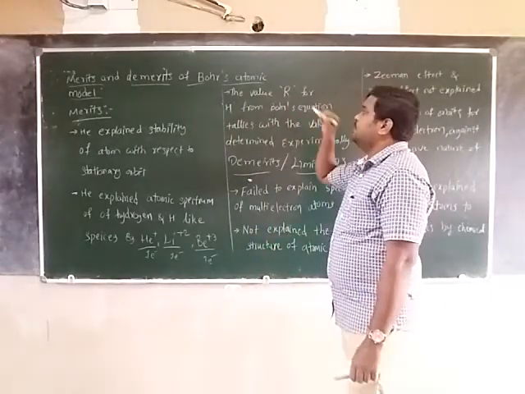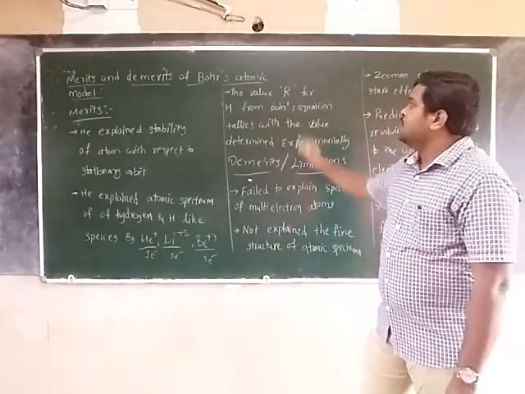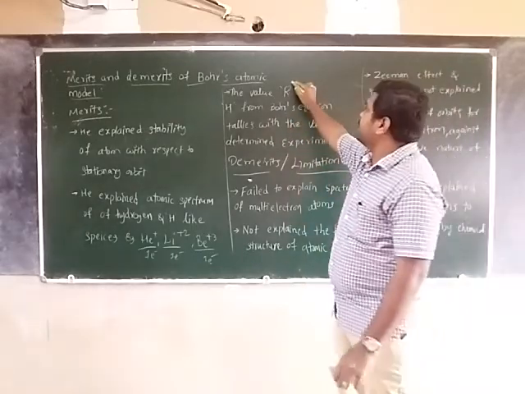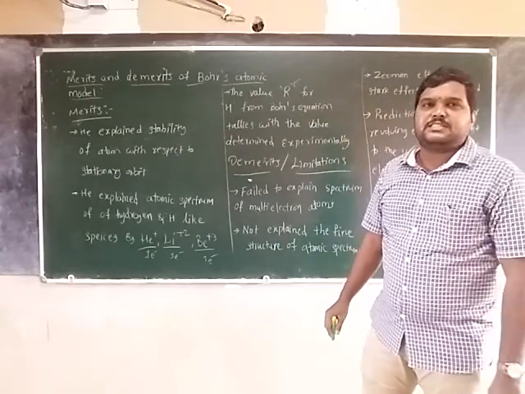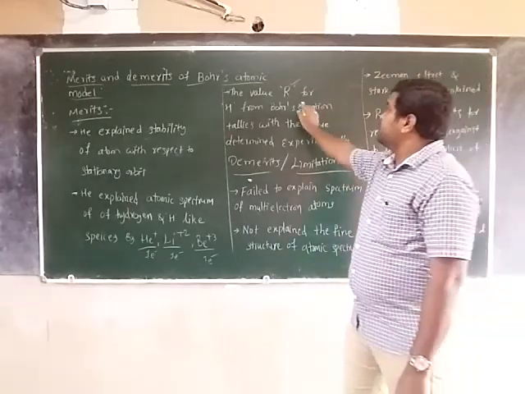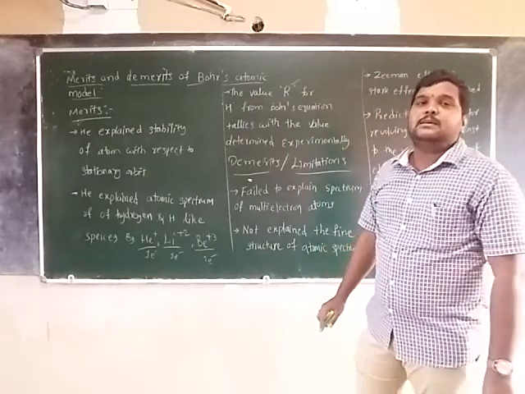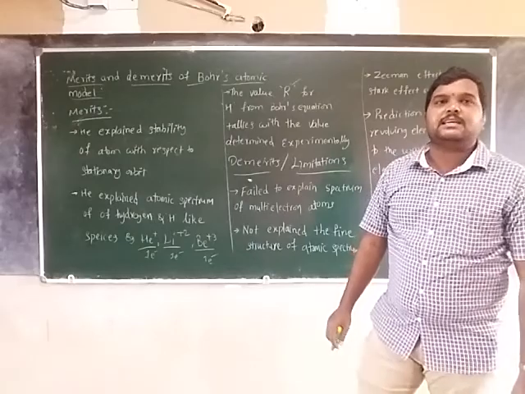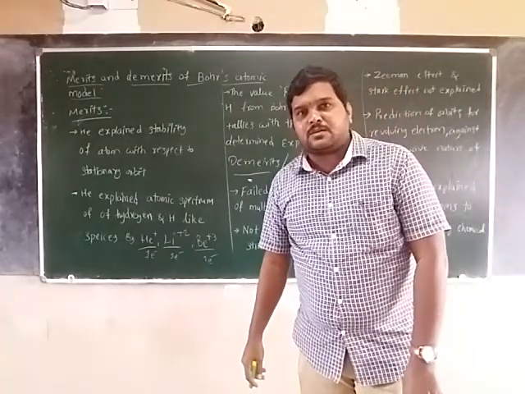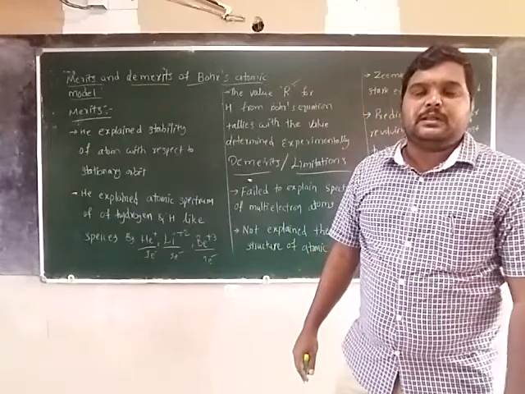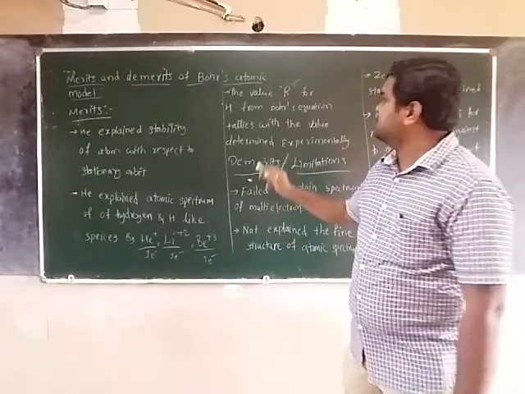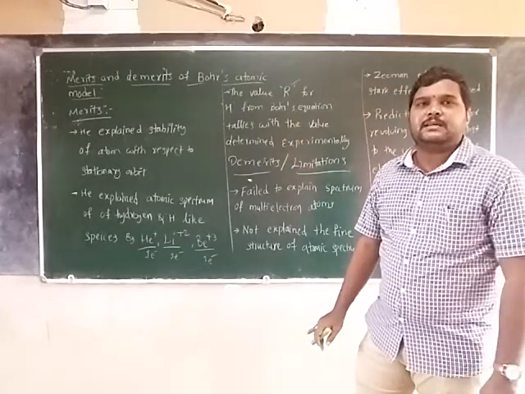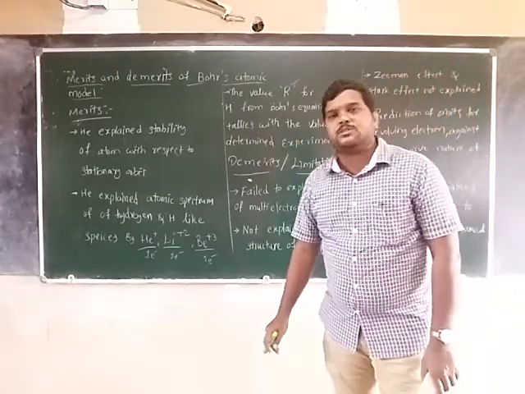Next, the value of R, Rydberg's constant for hydrogen, from Bohr's equation. The value we obtained is 109677 centimeter inverse. The value obtained from Bohr's atomic model tallies with the value determined experimentally. Is it clear? So these are the main important merits of Bohr's atomic model.